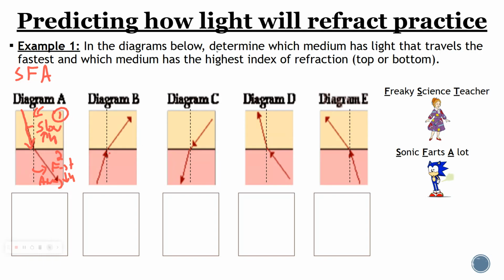So over here we have, this is medium 1 because it's where light starts off. This is medium 2 because it's where light ends up. You can see again that light has moved away from normal. So we once again have a situation that's SFA. But this time the slow is here, and fast is up here. So this has the high N, and this has the low N.